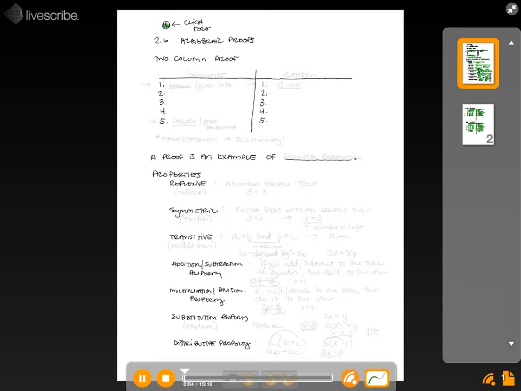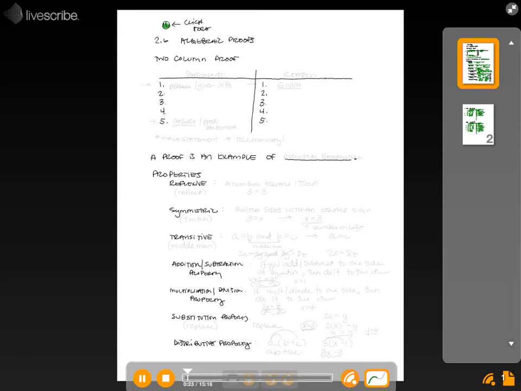Okay, these are our notes for section 2.6 on algebraic proofs. First thing we're going to do is get a definition and the setup for a two-column proof. Now a two-column proof is just exactly what it sounds like. It's going to have two columns and we're going to work through a problem to prove an answer.